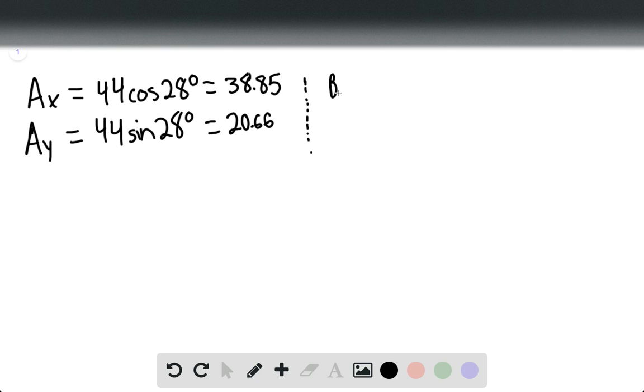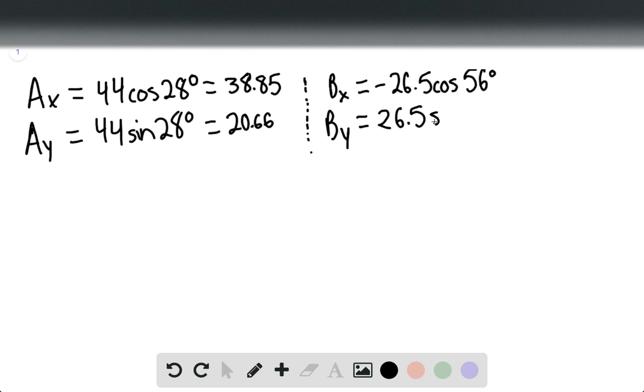Then we have b sub x, b sub y. For the x, we have negative 26.5 cosine of 56 degrees. And then here for the y, it would be 26.5 sine of 56 degrees. And for the x, we have negative 14.82, and then for the y, it's 21.97.